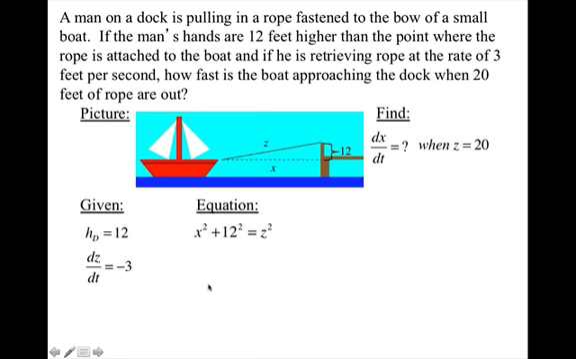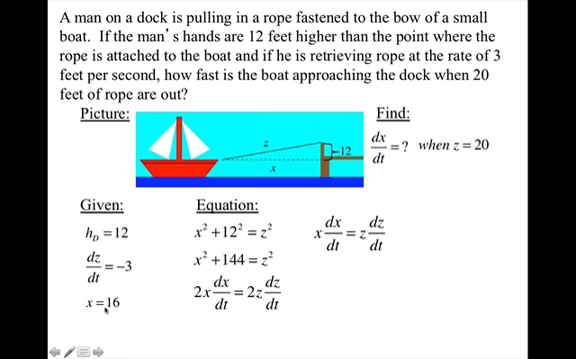So my equation is a Pythagorean theorem, x squared plus 12 squared equals z squared. Simplify it, differentiate, I can cancel out the 2's. The one that I do not have is x, so that means I need to figure out what x is when z is 20. So after doing the Pythagorean theorem, you would get that x equals 16. Plug in everything I know, simplify. So the boat is approaching the dock at a rate of -3.75 feet per second. And if you just wanted the speed, you would just take the absolute value of this. The negative just means that the distance between the boat and the dock is decreasing.